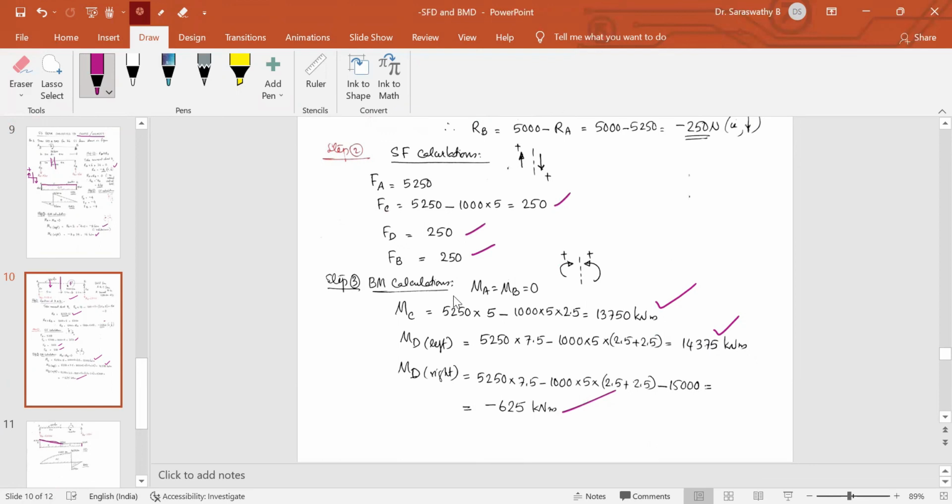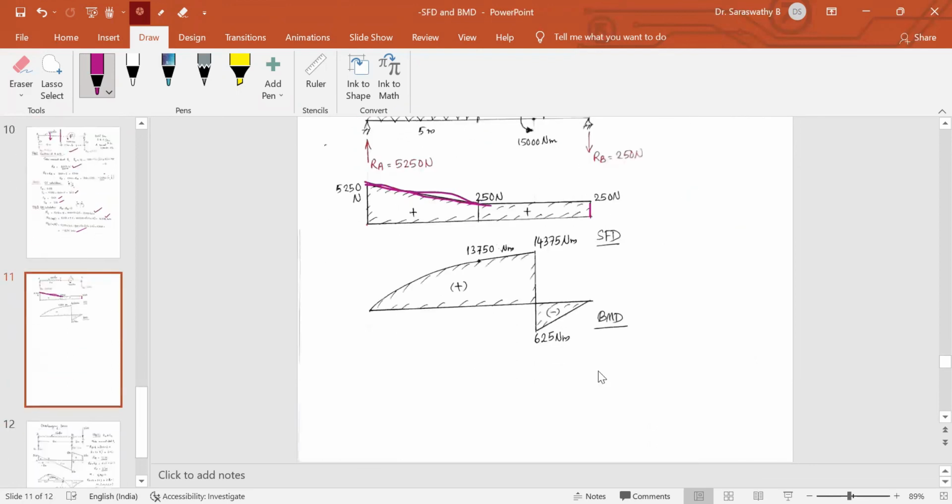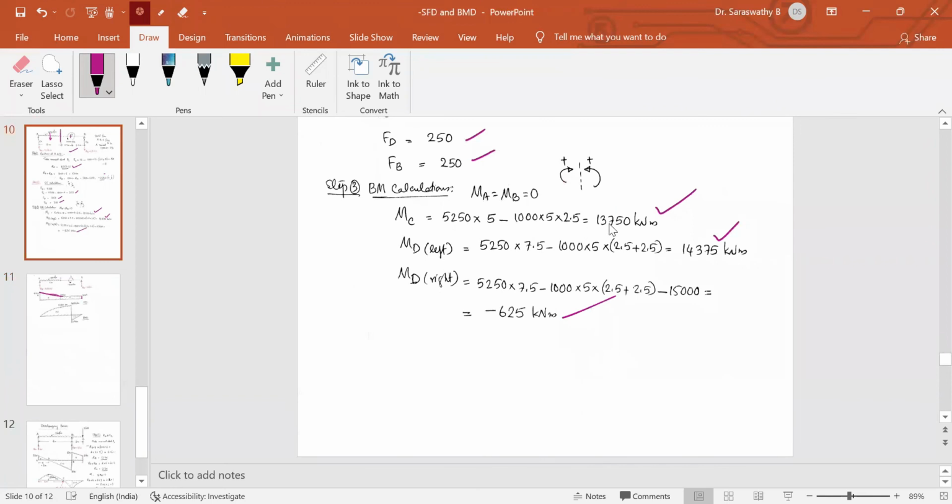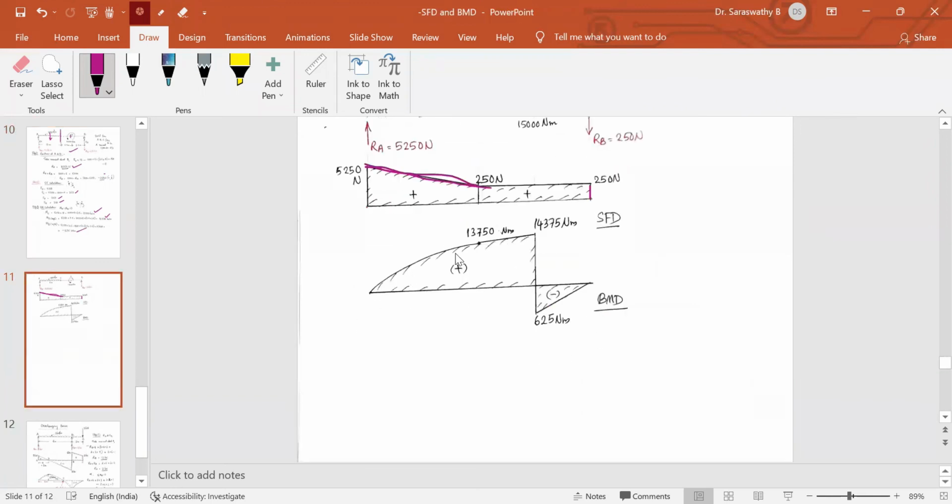Now you can draw this. MA is 0. So draw a baseline, MA is 0. Then at the point C, it is 13750. So at this point C, you have marked 13750. From A to C, there is UDL, so you connect it with a parabola. So this is a parabola.